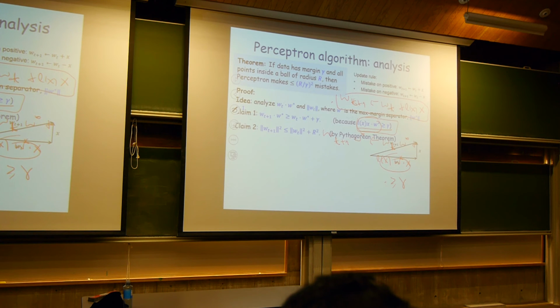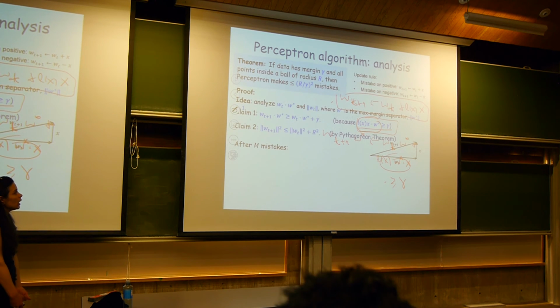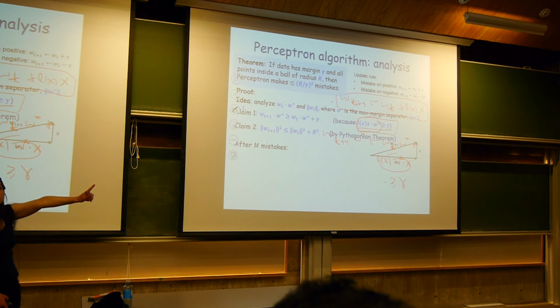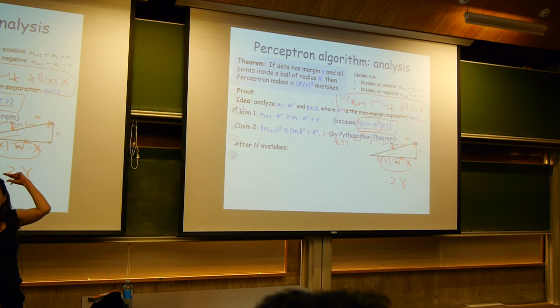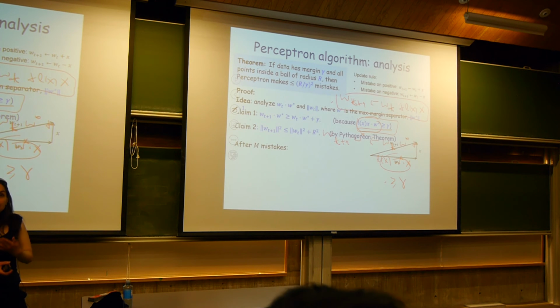Now we are ready to piece these 2 facts together to come up with the final proof. What do we get after m mistakes? What do I know about the dot product between the current guess for the target and W star? Using claim number 1, every time I make a mistake, I add at least gamma to the dot product between the current guess for the target and W star. What is the lower bound on the dot product between W m plus 1 and W star?